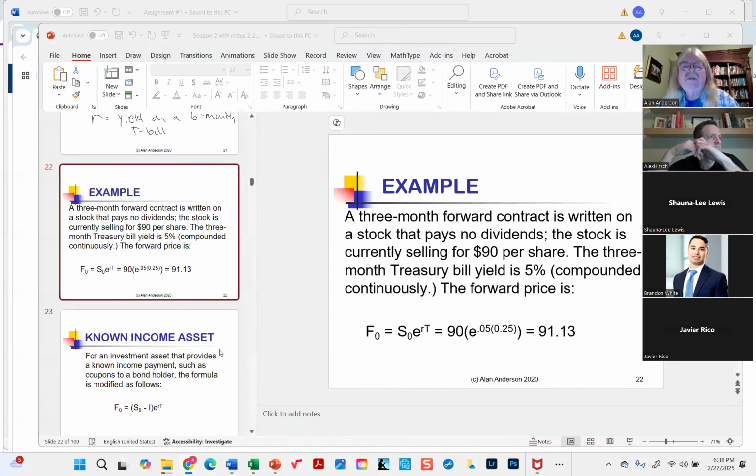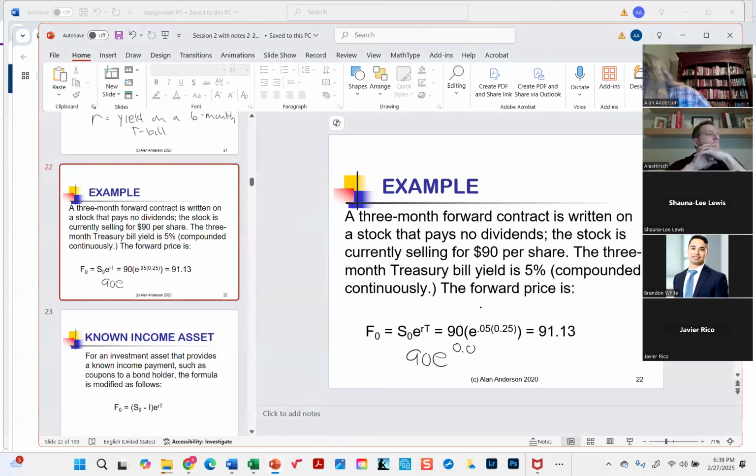Okay. So let's say we have a stock that doesn't pay any dividends. The price is $90 a share, and I want to buy this stock through a 3-month forward contract. What price would I expect to pay for it when it's delivered in 3 months? Okay. So it's the same formula. 0.05 is the treasury bill yield for 3 months, and 3 months would be treated as a quarter of a year. And so what you've actually got here is 90 times e to the 0.0125. And you can see it ends up being $91.13.